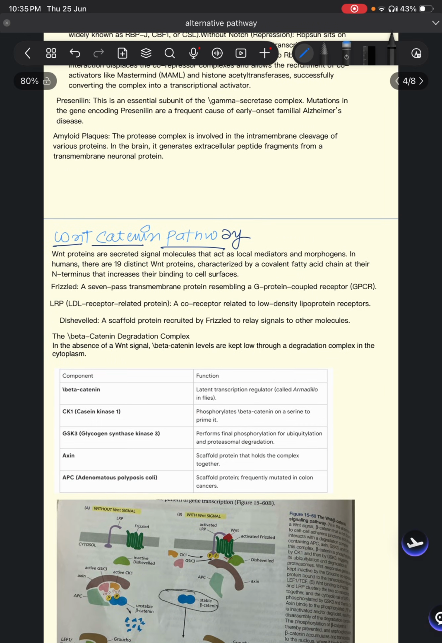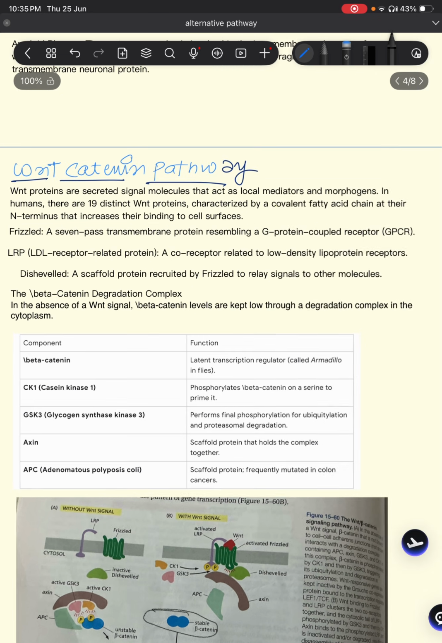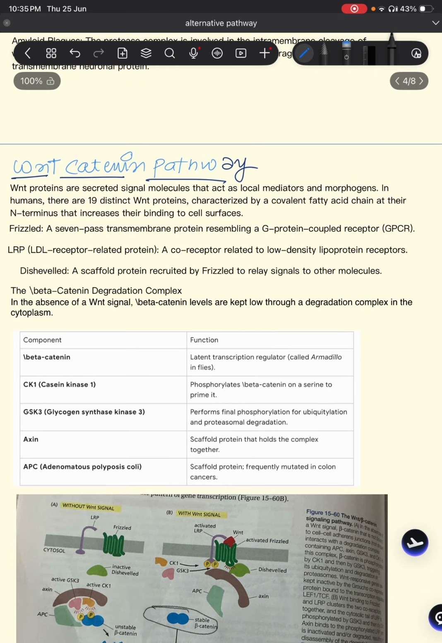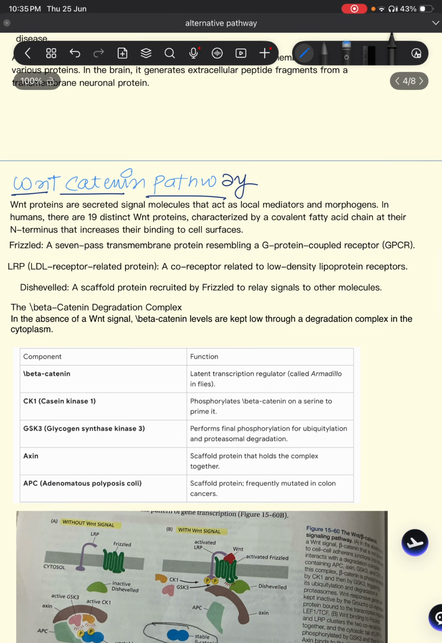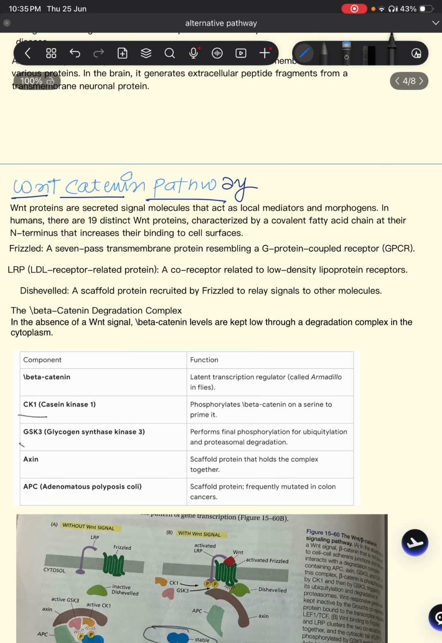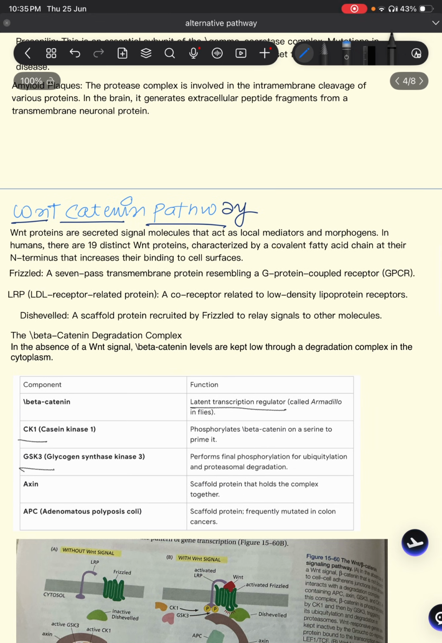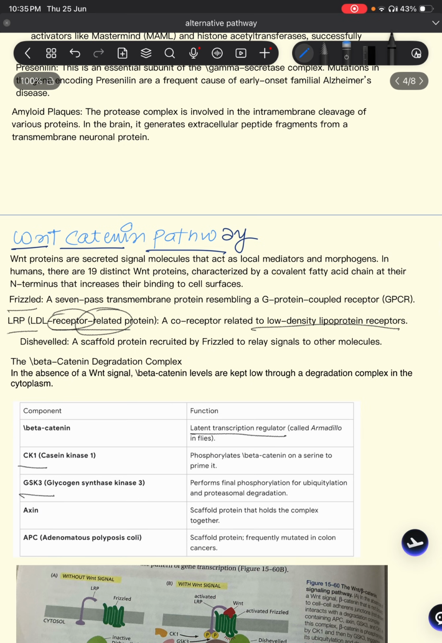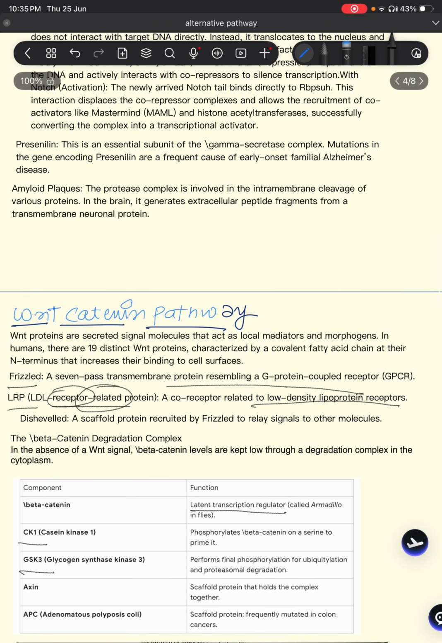I hope these are certain functions, right? These are kinases. This is your transcription regulator, right? This is LRP, which is LDL receptor related protein, a low density lipoprotein receptor. Frizzled is very similar to G protein coupled receptors.